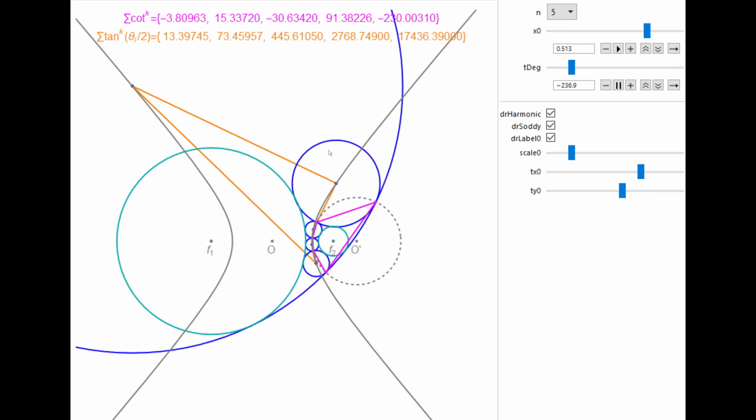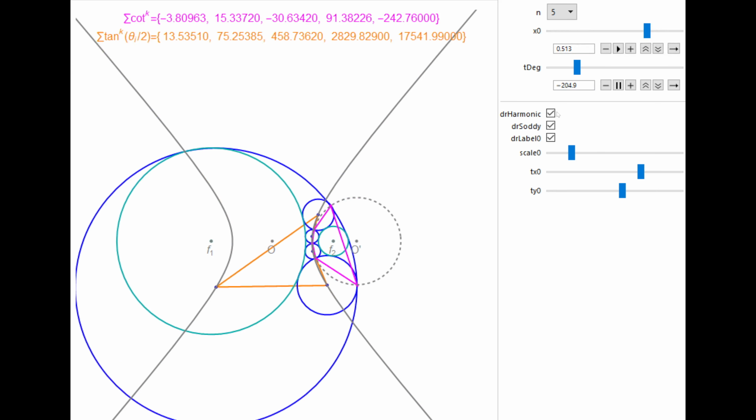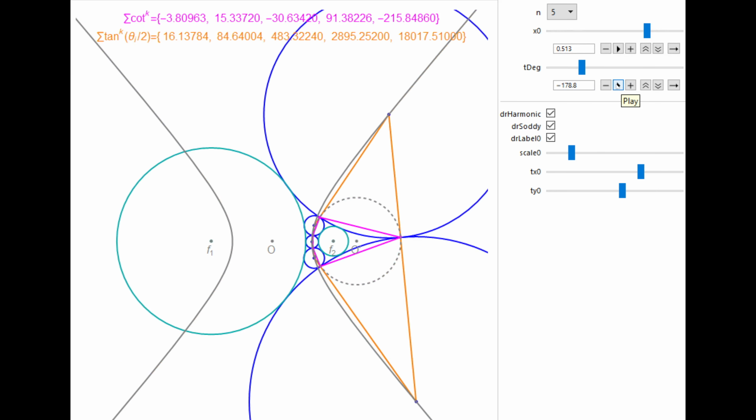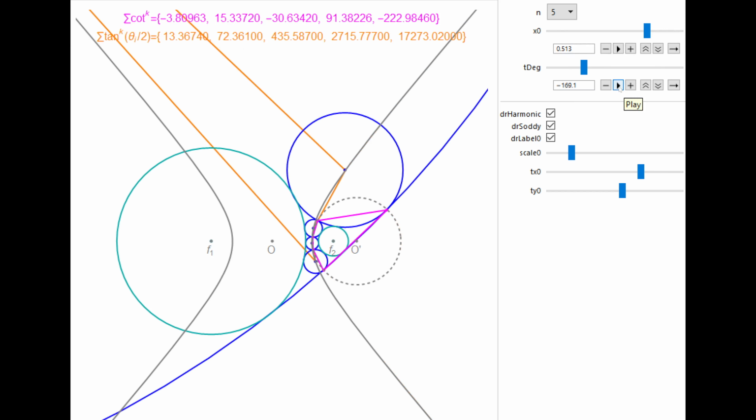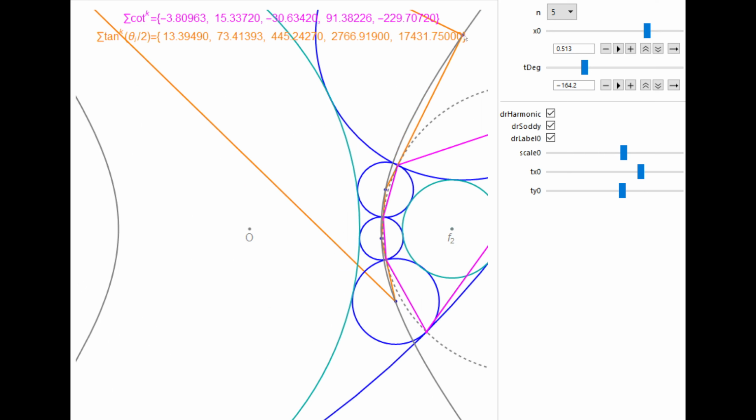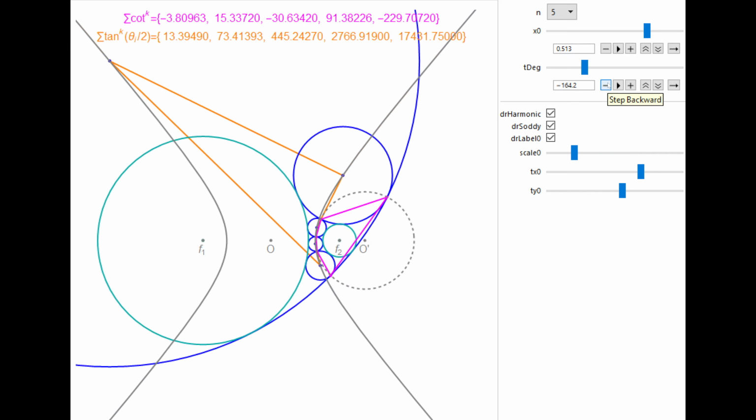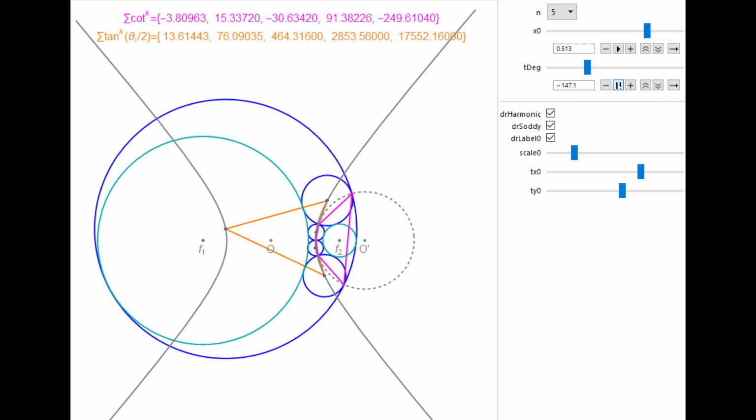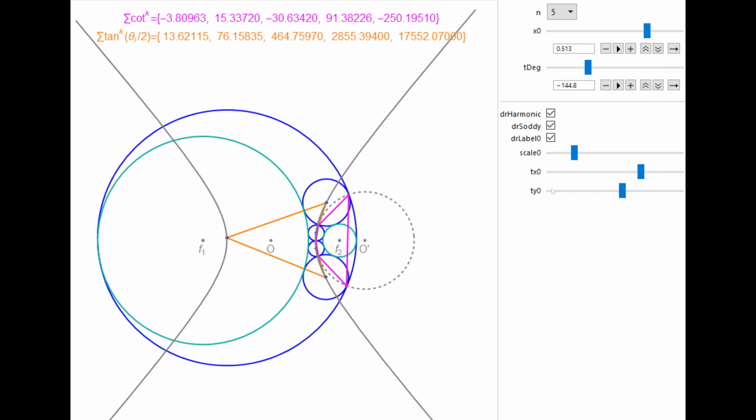So notice here that there are 2 phases to the orange family. There's a phase where all the vertices of the orange family lie on this branch of the hyperbola. And there's a phase of that family where 4 of the vertices, here's 1, 2, 3, 4, lie on this branch, while the 5th one, a lone vertex, lies on the other branch.